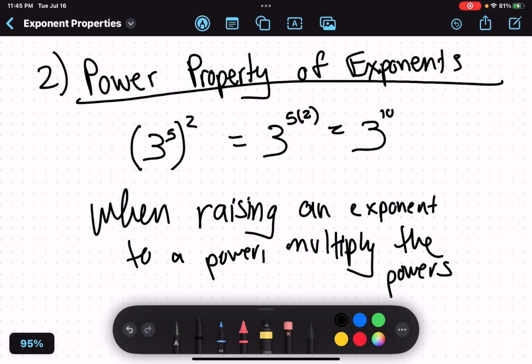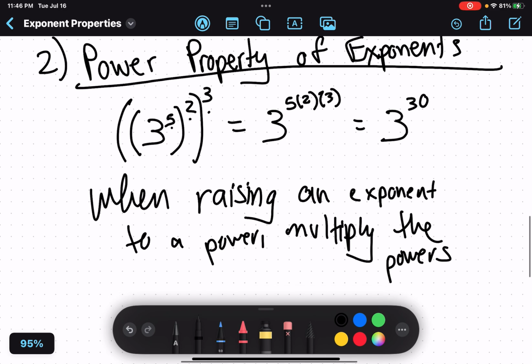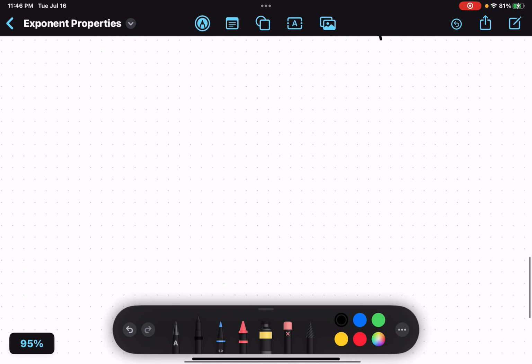Now let's say we had another layer, and this was raised to the power of 3. Easy. All you do, multiply by 3. So you do 5 times 2 times 3. And that would be rewritten as 3 to the power of 30. And so on. Easy enough. It's just important to recognize when you could use this when simplifying an expression. Next is the quotient property of exponents.